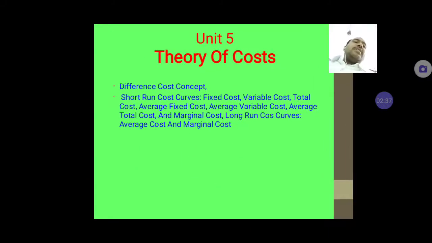Fifth chapter, theory of cost. In this chapter, we need to discuss various cost concepts, different cost concepts. In this, short run cost curve: fixed cost, variable cost, total cost, average fixed cost, average variable cost, average total cost, and marginal cost; long run cost curve: average cost and marginal cost.